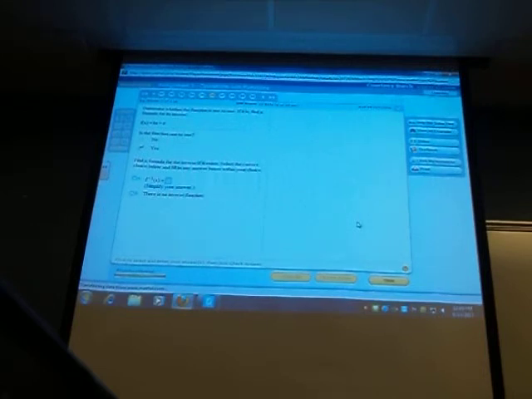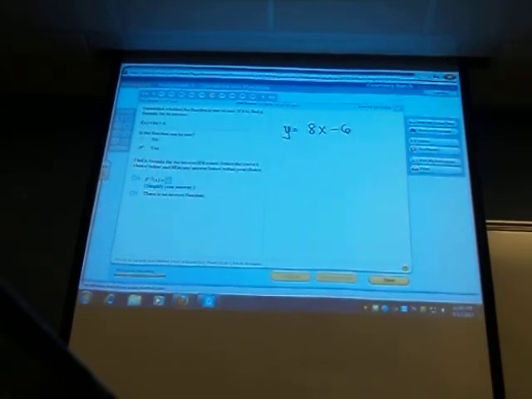And then they're going to ask me to find the formula for the inverse. Okay, so again, how do I find the formula for my inverse? Substitute y for x. So I start off with f of x equals 8x minus 6. That's the same as saying y equals 8x minus 6. To find the inverse, I want to switch x and y, so I get x equals 8y minus 6.